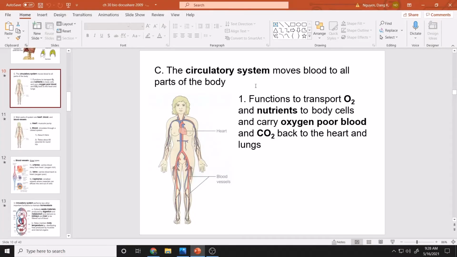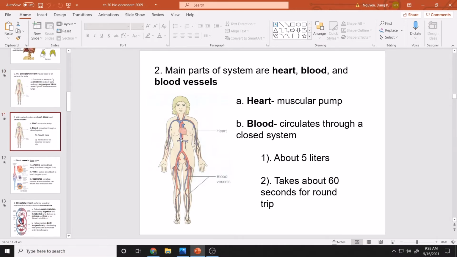So we see here the circulatory system just moves blood to different parts of the body, and it really just starts here in your heart. Okay, so your heart's basically a big muscular pump that pumps all the blood where the blood is needed, basically everywhere in your body, including your brain up here. Now the blood circulates through a closed system, and there's about 5 liters of blood in the average human adult, and it takes about a minute for the blood to travel all around the body, deliver all its oxygen.